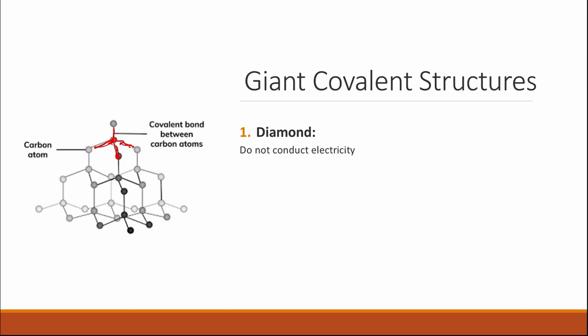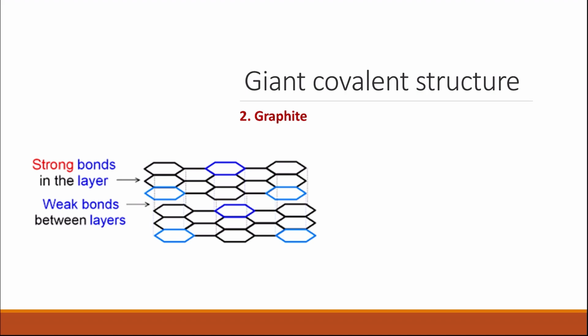And because of the nature of the covalent bond, the only type of bond that you find is the covalent bond. Covalent bond is a very strong bond that needs a high amount of energy to break. So diamond has a very high melting point. And it's also very hard because the atoms are held in a very rigid lattice structure, so it is used in cutting tools. The second example of the giant covalent structure is graphite.